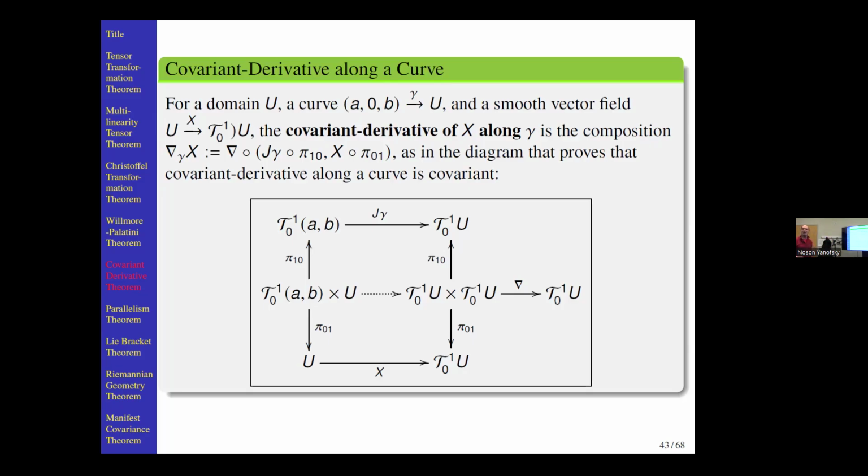The other reason this diagram is important to me is because it sets the stage for doing something that I have not done, but this diagram is parameterized by U. Right? So you could construct a functor which, given a domain U, provides you the covariant derivative of a vector field along a curve. So I'll be talking more about that.